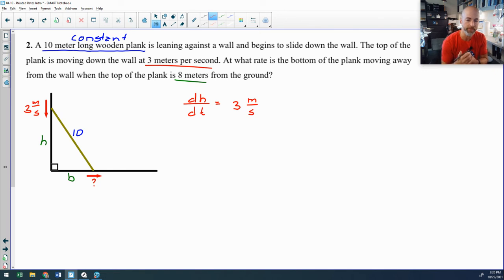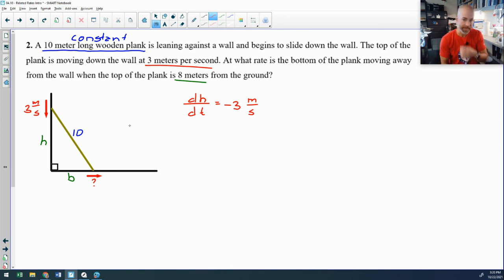And then one more thing you have to think about that I did not think about on the previous page: that height, dh/dt, that measurement of h is decreasing. And because h is decreasing, we have to note that that is a negative change. dh/dt is negative 3 meters per second.